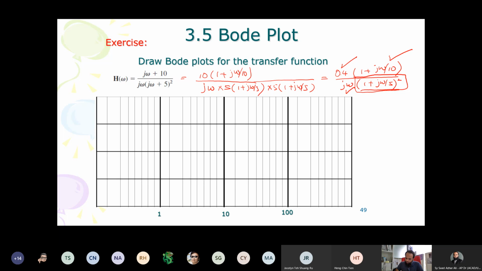Okay, so let's start with 0.4. Log of 0.4 times 20 is, let me just use my calculator. Log of 0.4 is about negative 0.39, times 20. It's approximately minus 8. So for this 0.4, 20 log of 0.4 is approximately -8. So if this is 0, I make a line at -8.